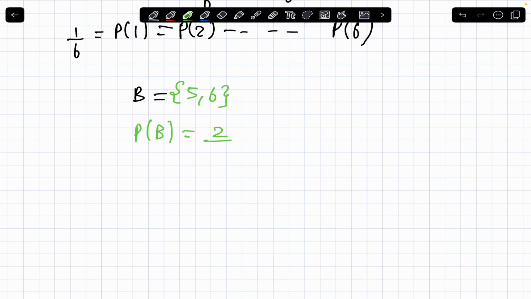Now what is the probability of getting event B? It will be nothing but 2 by 6. Why? Because we have only 2 possible outcomes of the event B, divided by all the possible outcomes. So it will be nothing but 1 by 3. I know you know that, but it was just a quick revision. Now moving ahead, we have some more important things.